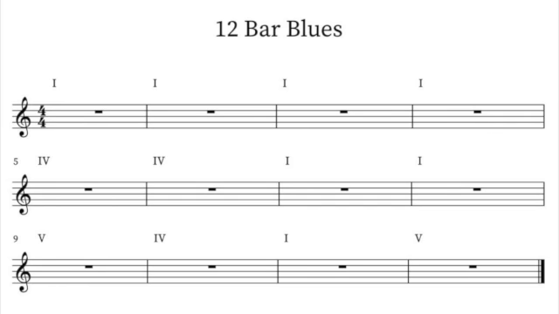So now what I'm going to ask you to do this week is look at this graphic, and you don't have to write out all the staff lines and everything like that, but I want you to write out the blues progression in the keys of G and F. And we'll see what you come up with. That should be fun.